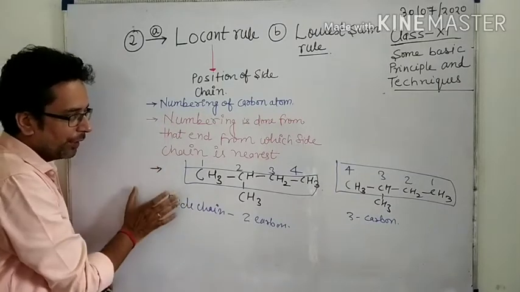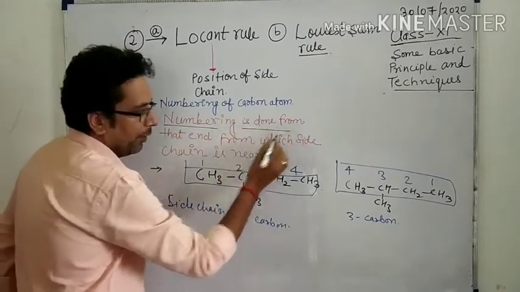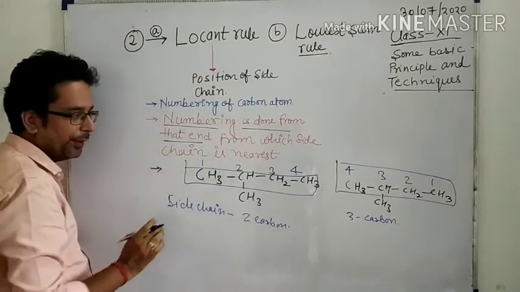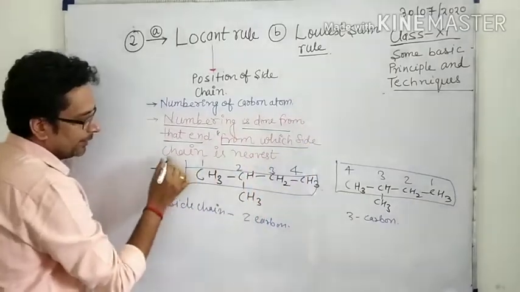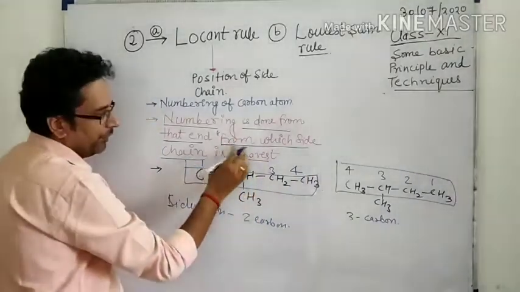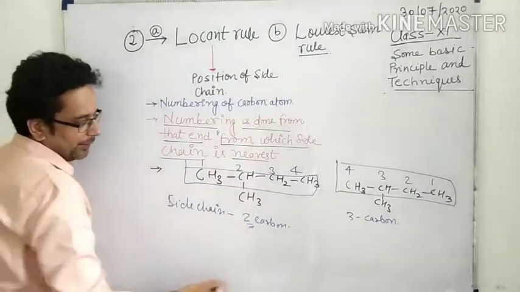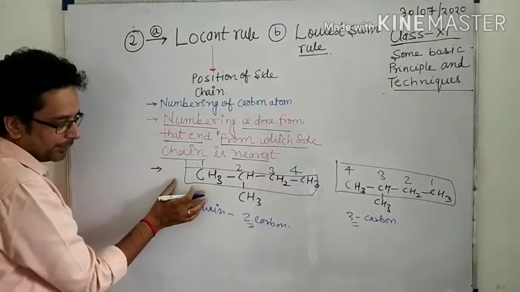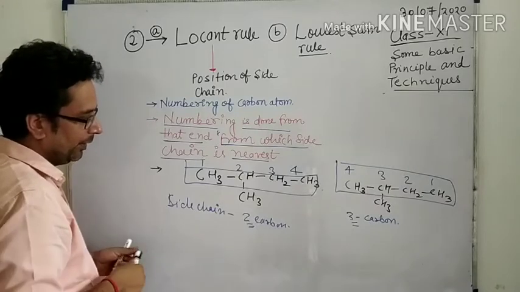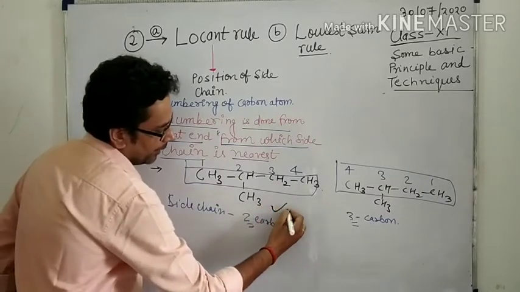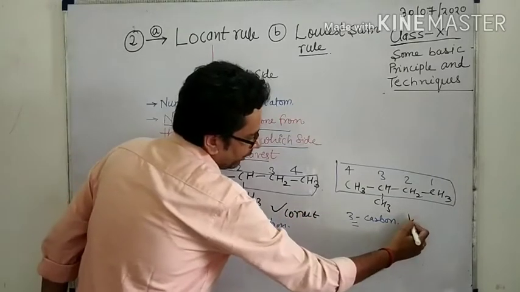According to this locant rule, numbering is done from that end, this is an important point, from which the side chain is nearest. So is 2 nearest or 3? This one is the nearest, so this is the correct one. And this is the wrong one.